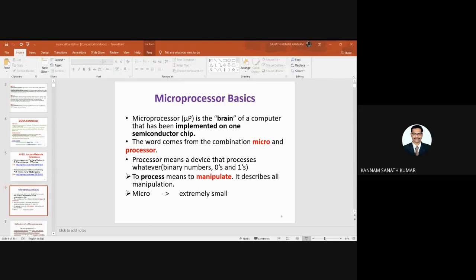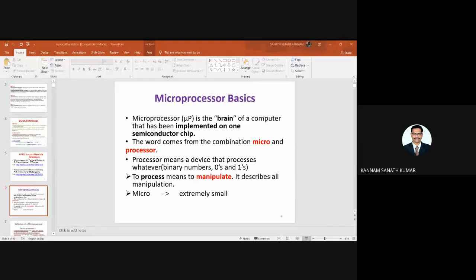Processor means it will do all the processing. The device processes binary numbers, zeros and ones only. Process means it will manipulate, that means it will do all the manipulations. Also, micro means extremely small. So this is one reason, and this is another reason why we call this a microprocessor.